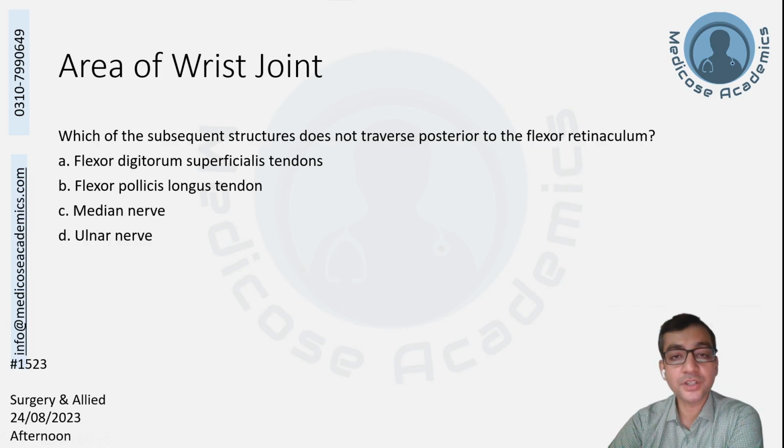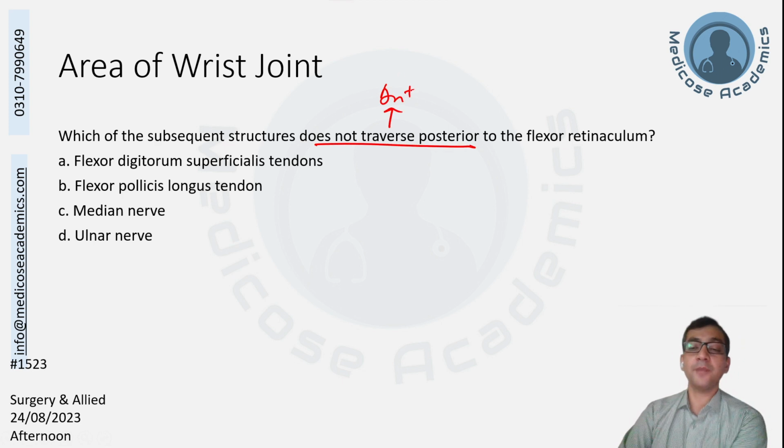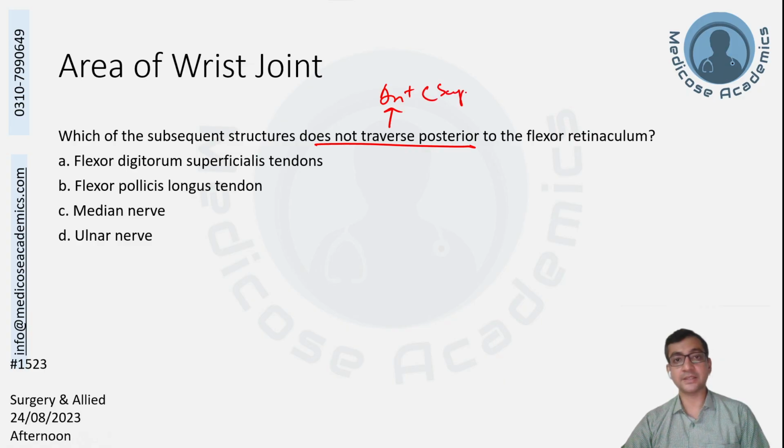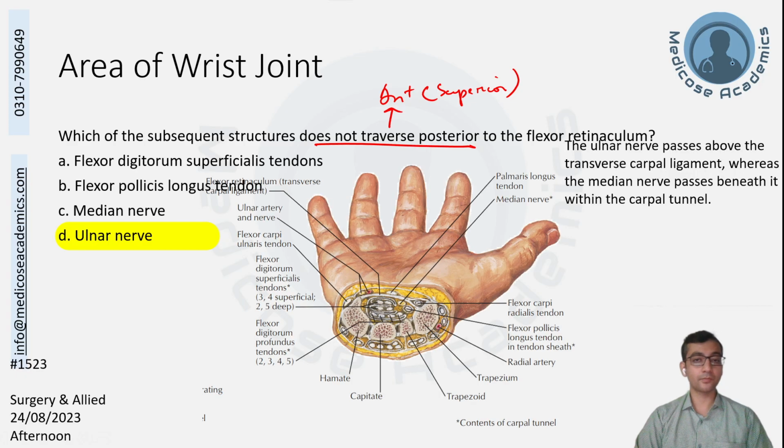Which of the following structures does not traverse posterior to the flexor retinaculum? Not traverse posterior means it means anterior. In anatomical position, anterior means superficial. So that is the same question just posed another way. Superficial to flexor retinaculum is the ulnar nerve. By the way, flexor digitorum superficialis, flexor digitorum profundus, and flexor pollicis longus, all the tendons pass deep to the flexor retinaculum.